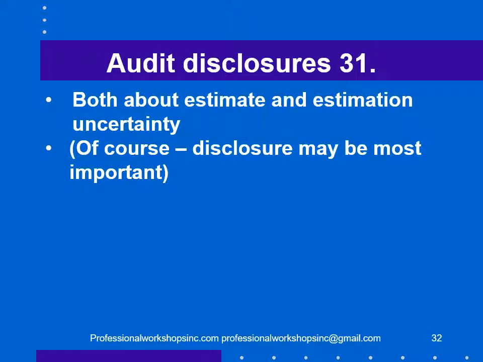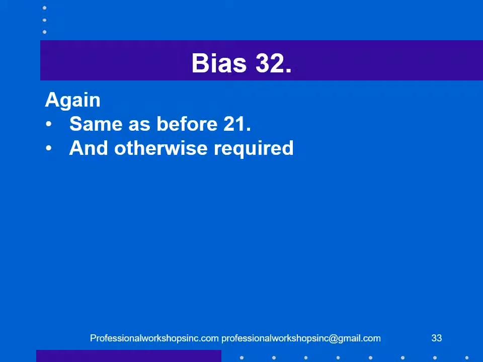Audit the disclosure, paragraph 31, both about the estimate and estimation uncertainty. And of course, this might be the most important thing. So checking the estimate is probably not as important as checking the disclosure. And I've said that before. Checking the disclosure is really, really important. Bias, have a whole paragraph about it now. It's been mentioned before and it's otherwise required.